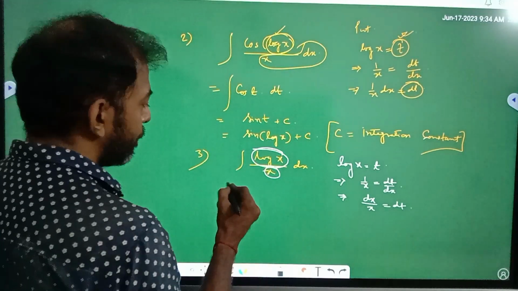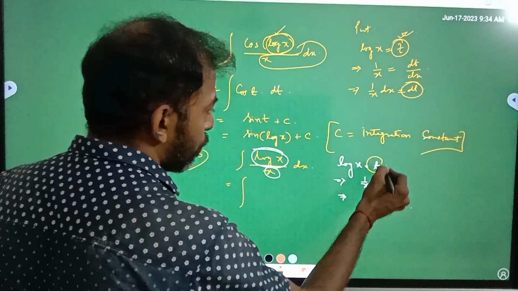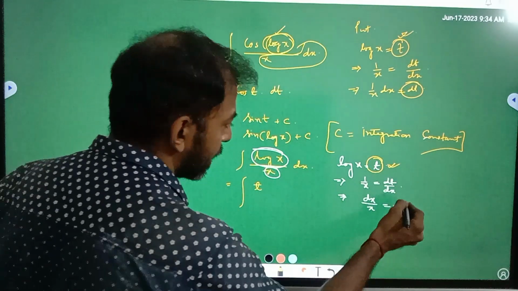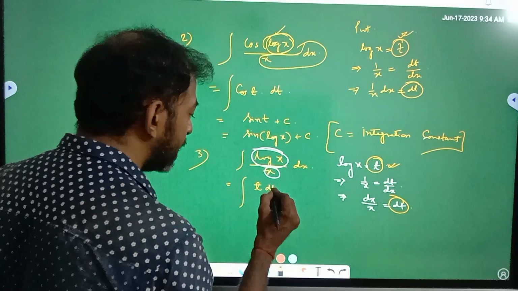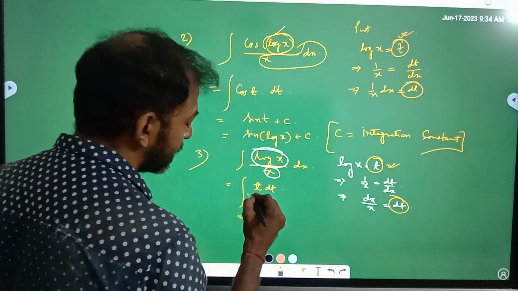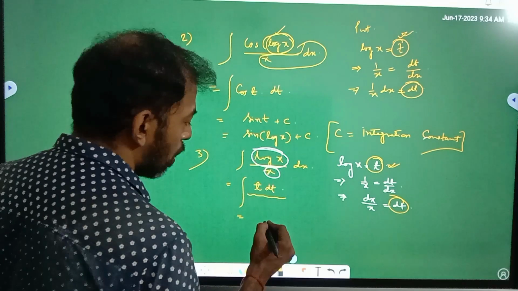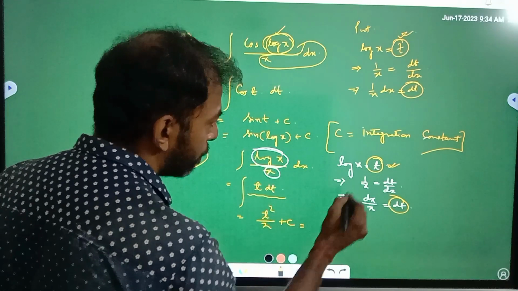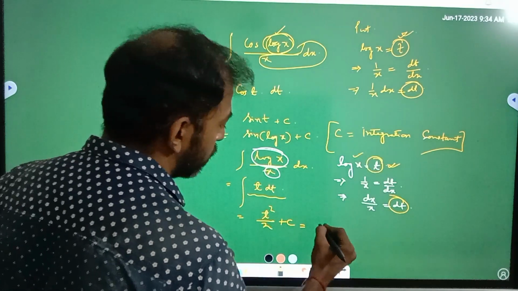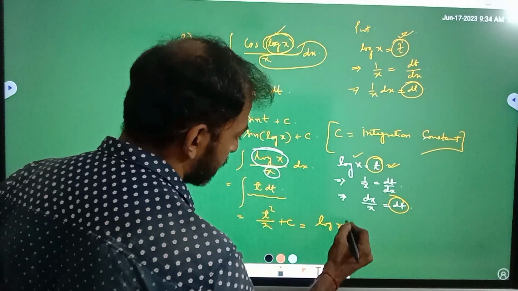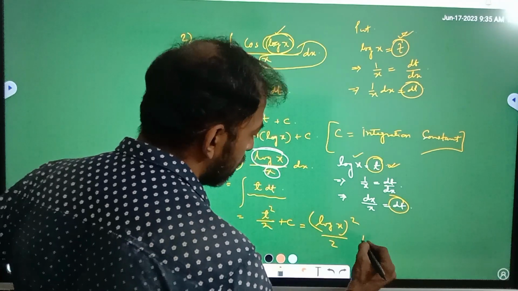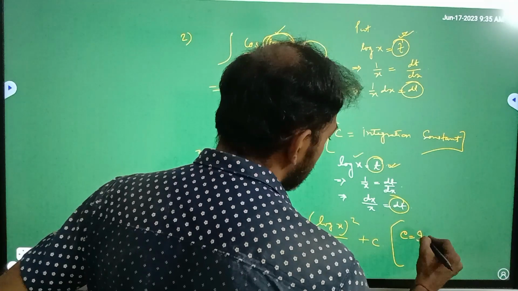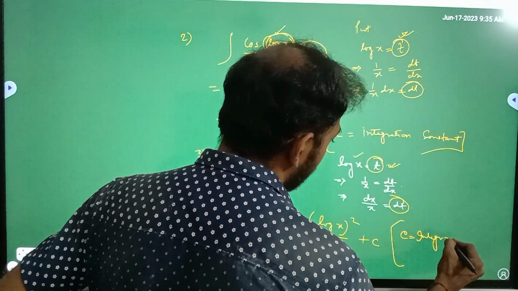So log x equals t, and we put dx by x equal to dt. So that will be the integral of t dt, which is in standard form, and the integration of t dt is t squared by 2 plus c. The value of t is log x, so the result is log x whole squared divided by 2 plus c, where c is the integral constant or constant of integration.